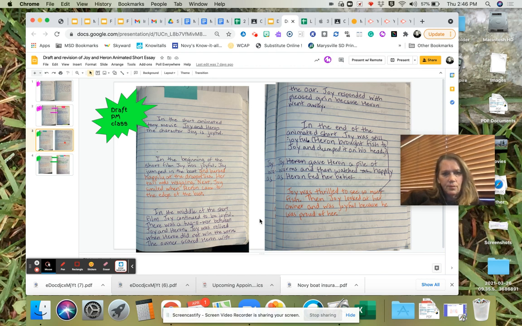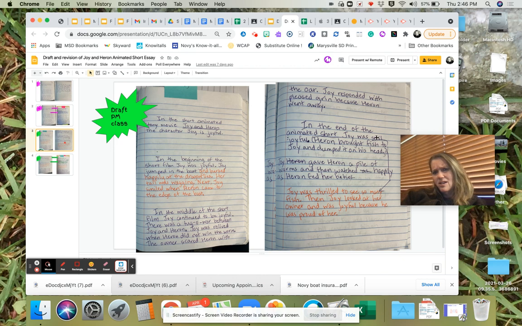How could I make that even more clear? There was a tug-of-war between Joy and Heron. I could say that there's a tug-of-war between Joy and Heron with the worm. That might be a word we can add in to make it more clear. Joy was relieved when Heron did not win the worm. The owner scared Heron with the oar. I think this, Joy responded with a pleased grin because Heron went away, feels like we should make that a little bit more clear.